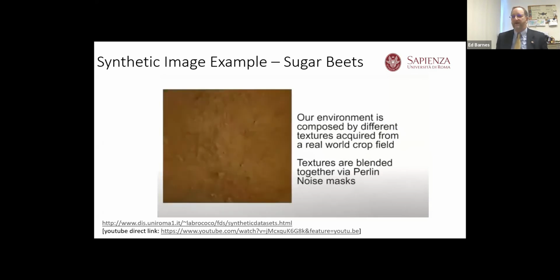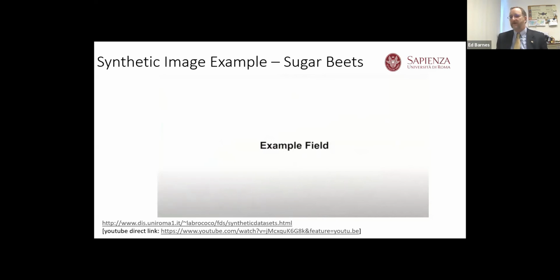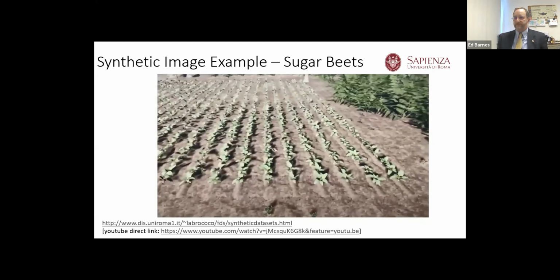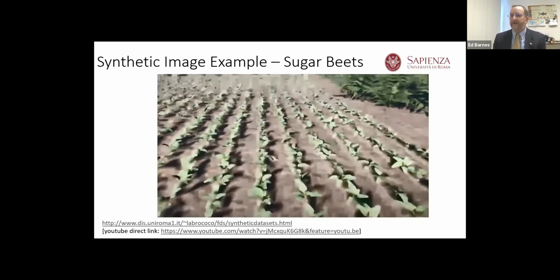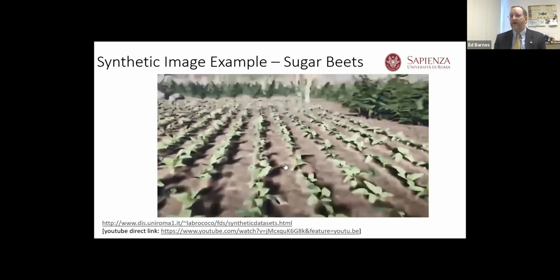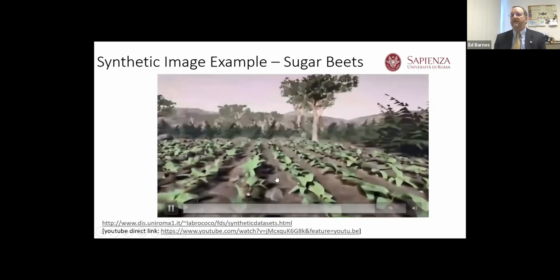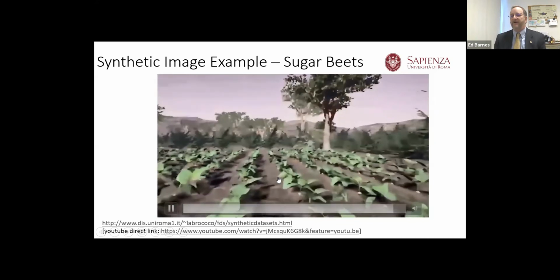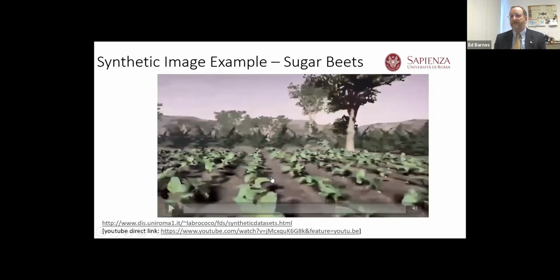They can randomize it. They can change the soil background. And then they can generate a synthetic field that's shown here. And so now if we had a weed, we could put it in the synthetic field and train the learning algorithm as the sun moves across our synthetic field.